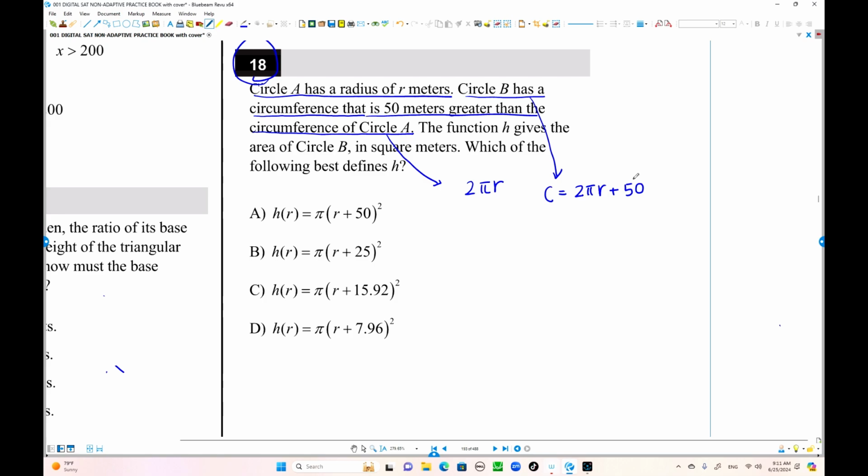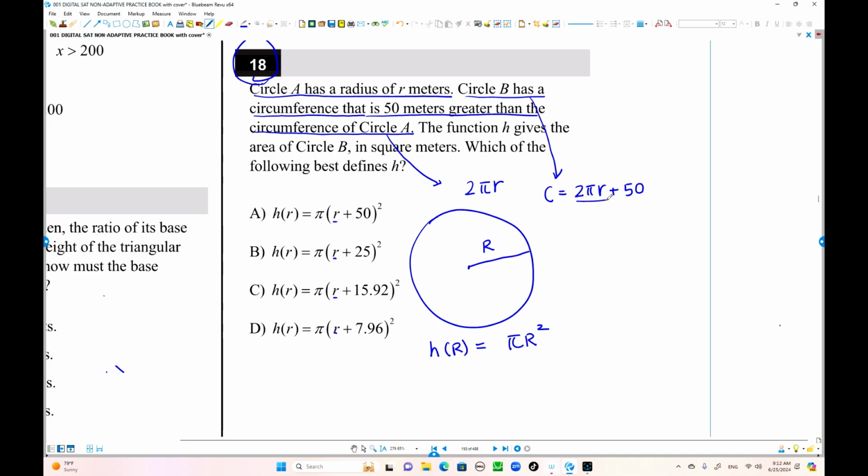Okay. All right. The function h gives the area of circle B. Circle B over here, that is the radius over here, right? I'm going to use capital R over here. What is the area of this one? Area equals pi capital R squared. We know that, right? But we're going to replace it with little r, okay? Because they have to express what? Little r. They're all little r over there. So we're going to find capital R in terms of little r.